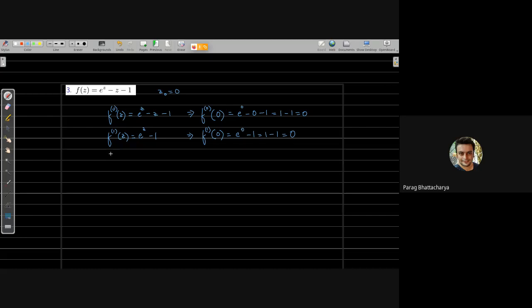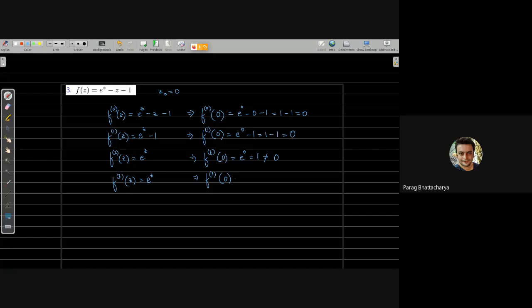What about the second derivative of this function? e to the power z is e to the power z. Minus, this is anyway 0. Substitute z naught equals 0, what will you get? We will get e to the power 0, which is equal to 1, which is non-zero. What about the third one? We actually don't need the third one, but still. Differentiation of e to the power z is again e to the power z. At z naught equals 0, this will be e to the power 0, which is equal to 1.